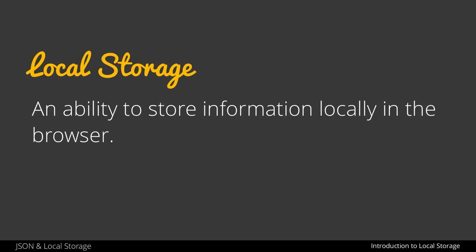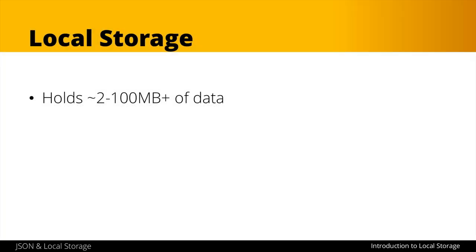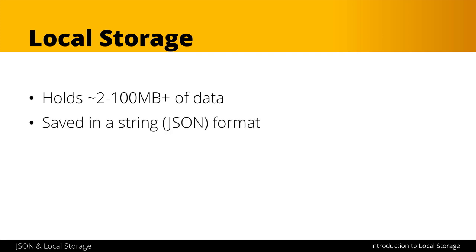Local storage is an ability to store information locally in the browser, and the options may change slightly from device to device. Depending on the device we're working with, local storage can hold from 2 up to 100 megabytes or more of data. This data has to be saved in a string form, and so JSON is one of the most common formats to use for saving data.